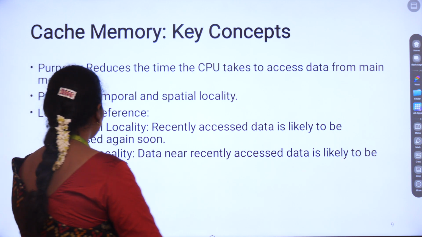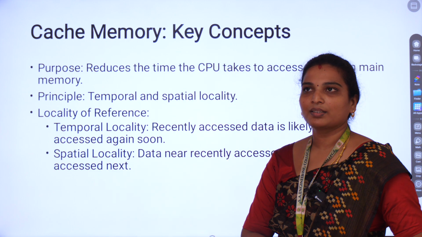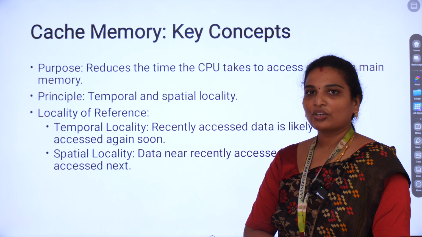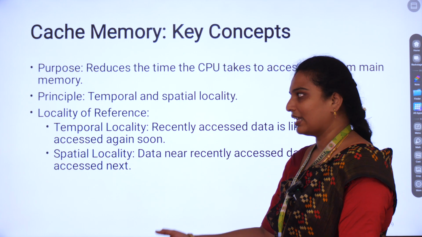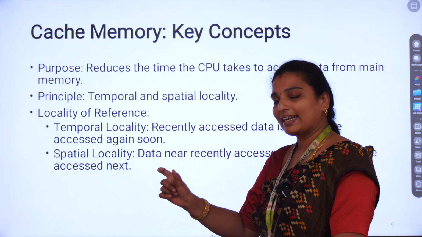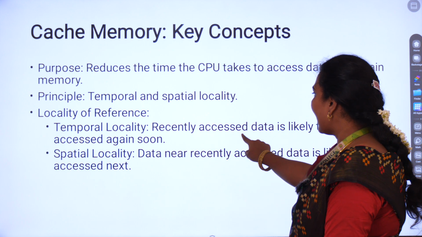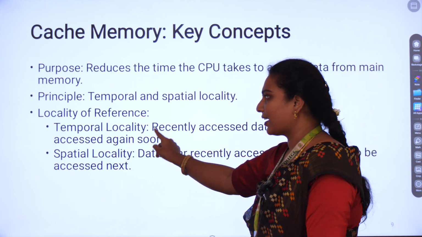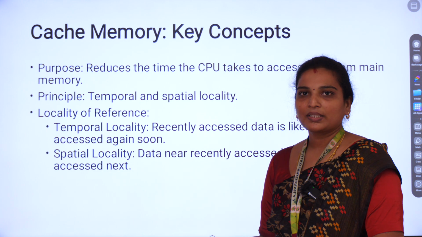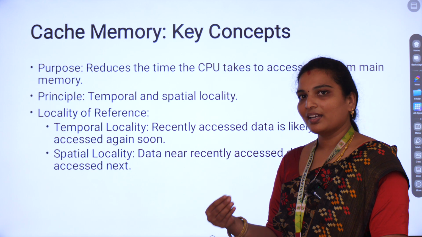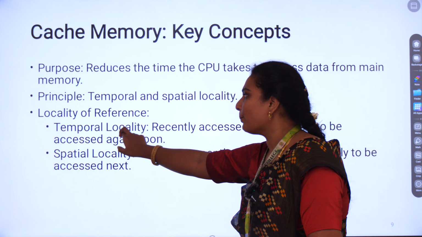So the first one, that is this temporal locality. Say for example, if you have called your friend some 2 minutes back, okay, and you have called your mother some 5 minutes back. So the last call you have made is to your friend. The last data item accessed will be available in this temporal locality. So recently accessed data is likely to be accessed again soon. I have called my friend 2 minutes back and I will call my friend a few minutes later also. So if the data is likely to be accessed again in future, then it will be present in the temporal locality.